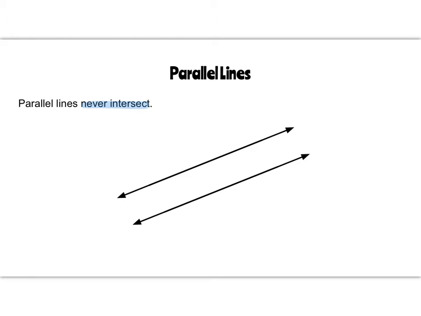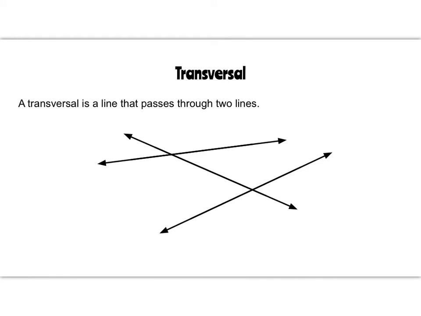A symbol that we use to represent parallel lines is darts. So if you ever see darts like that, it just means those lines are parallel. They're not going to cross. Now, a transversal is a special type of line. It is a line that crosses not one, but two lines. So my transversal is this one. It passes through two lines. See how that one is crossing through the other two? That's what makes it a transversal.